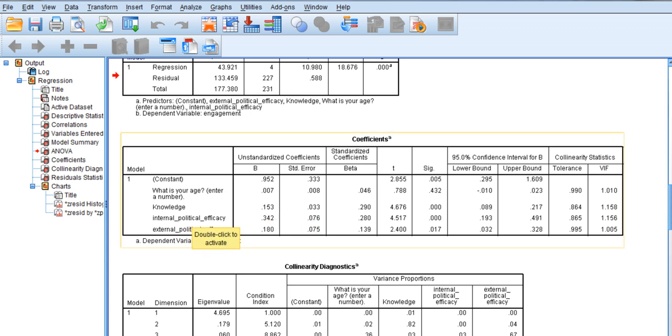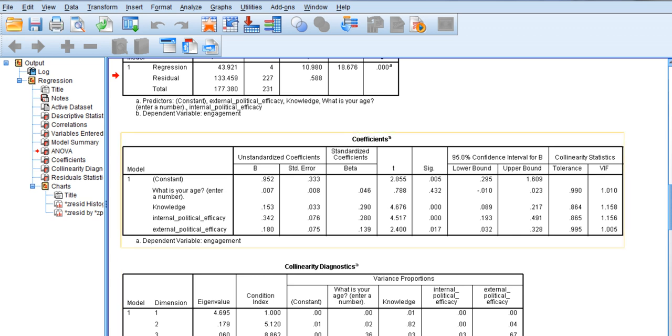For internal political efficacy, there is also a significant relationship. For every unit that internal political efficacy increases, we expect our dependent variable engagement to go up by 0.34. And for external political efficacy, there is also a statistically significant effect such that for every unit that a score of external political efficacy increases, we expect engagement to go up by 0.18.